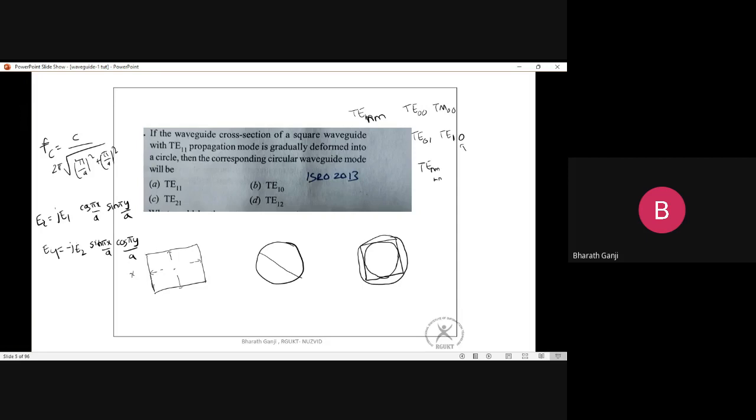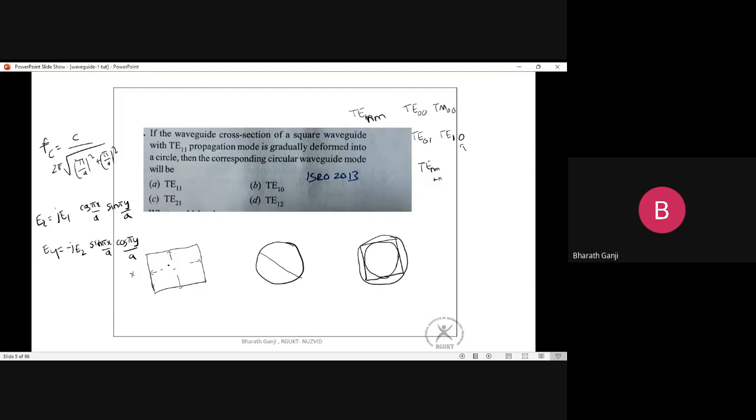You can see that if it is a square waveguide, a TE11 mode is propagating. This is how the electric fields of x and y components will look. They have cos variation along the x direction and sine variation along the y direction, and of course the y component also. If I have to write the resultant magnitude and how it is changing, here you basically have both x and y variations.